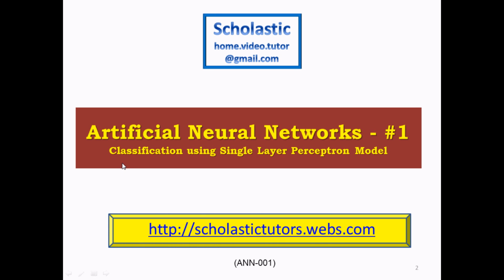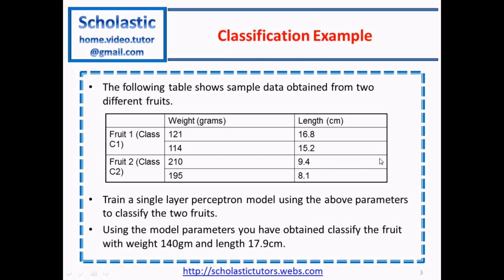In this lesson, we are going to look at classification using a single layer perceptron model. This is a classification problem. The following table shows sample data obtained from two different fruits. Class 1, Class 2 is actually fruit 1, fruit 2, with weight in grams and length in centimeters for the two types of fruits. Train a single layer perceptron model using the above parameters to classify the two fruits. Then, using the model parameters you have obtained, classify the fruit with weight 140 grams and length 17.9 centimeters.